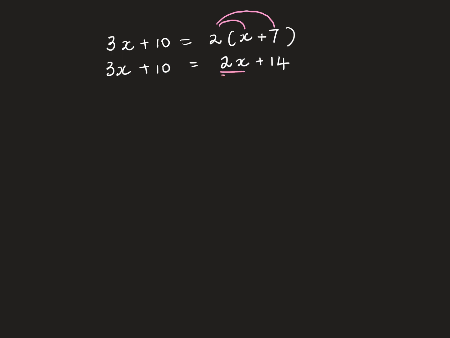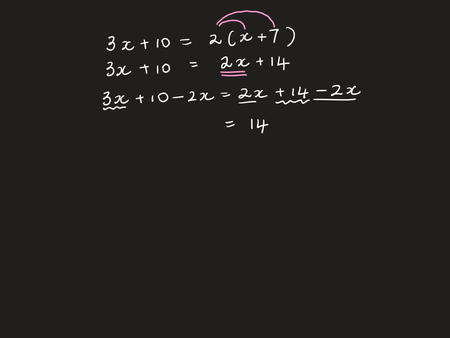I've got 2x over this side. I need to get rid of that. So what am I going to do? I'm going to take 2x away from both sides. Okay, 2x, take away 2x. They go away. All I've got left over here is the 14.